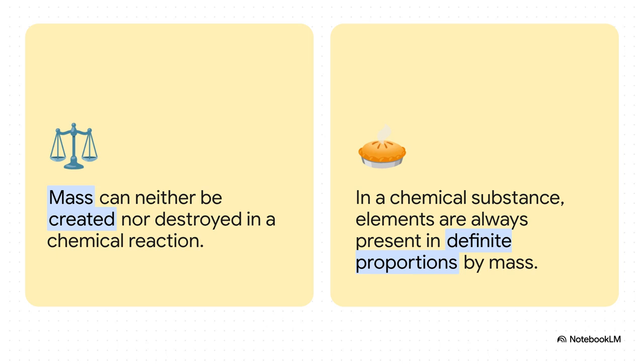On the other side is the law of constant proportions. This law tells us that a chemical compound is like a fixed recipe. Take water, for example. It is always made of the same fixed proportion of hydrogen and oxygen. These laws showed scientists that chemical reactions are not random. They follow very strict rules.